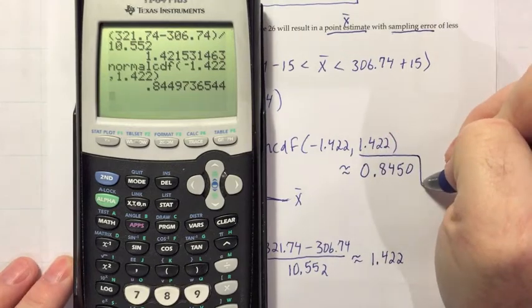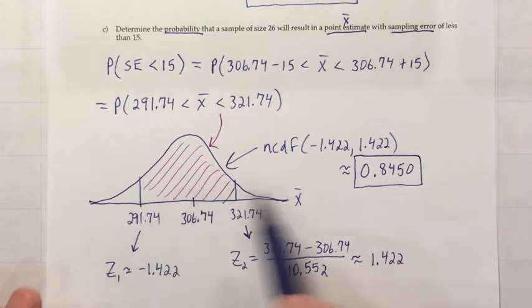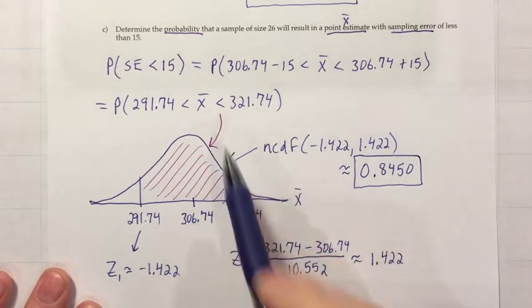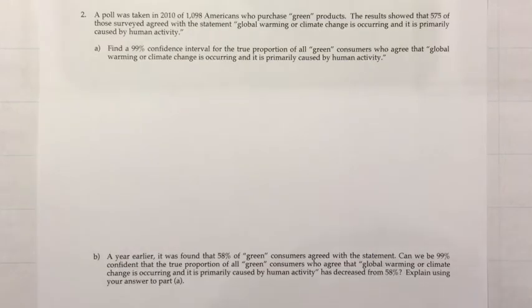So there's our answer. We were looking for a probability regarding x bar. That would be this area, so when we found the area, we answered the probability question. All right, that wraps up the first problem. All right, on to the next one.